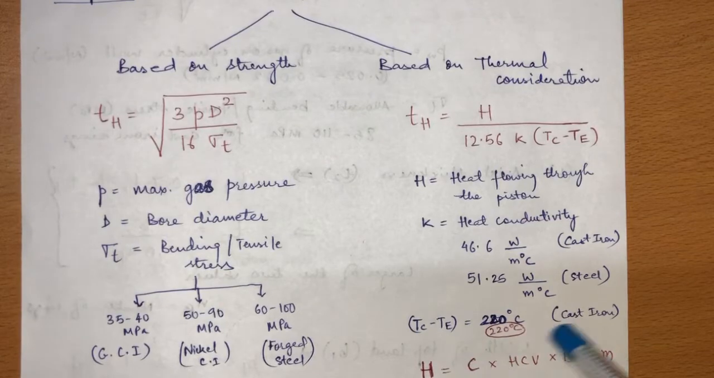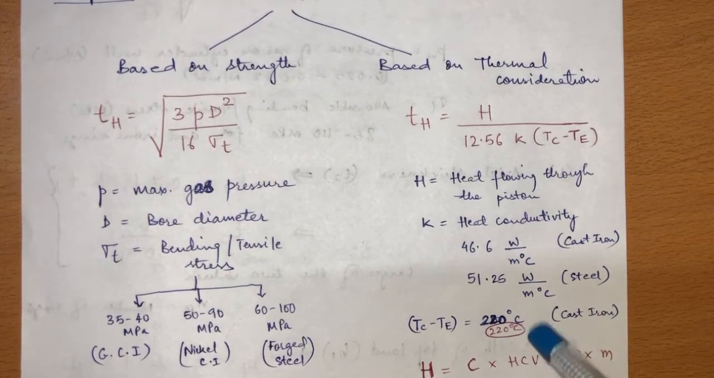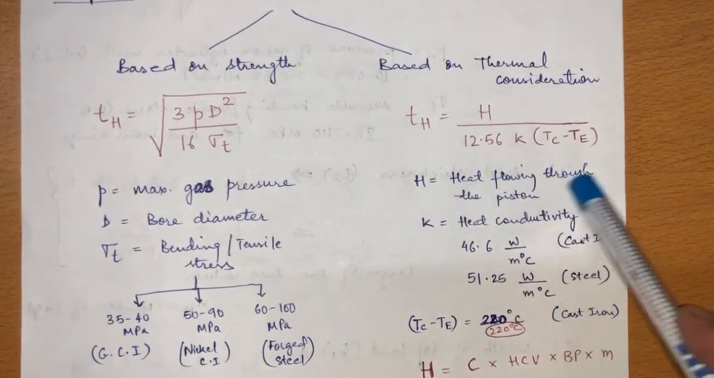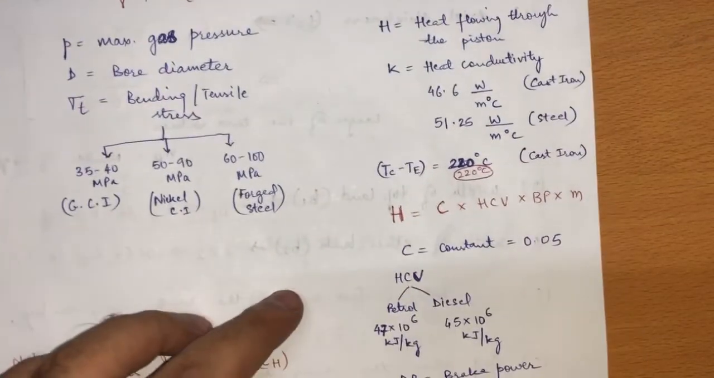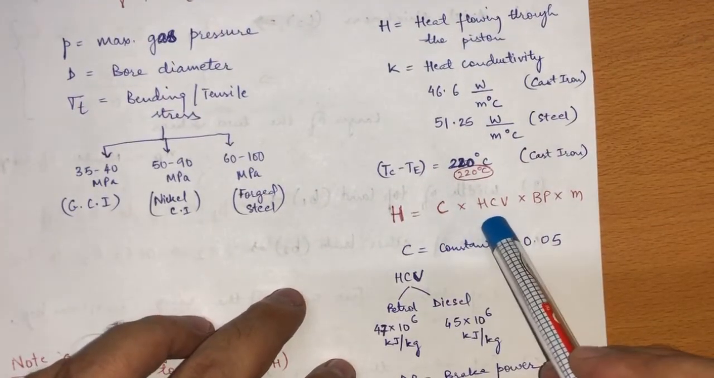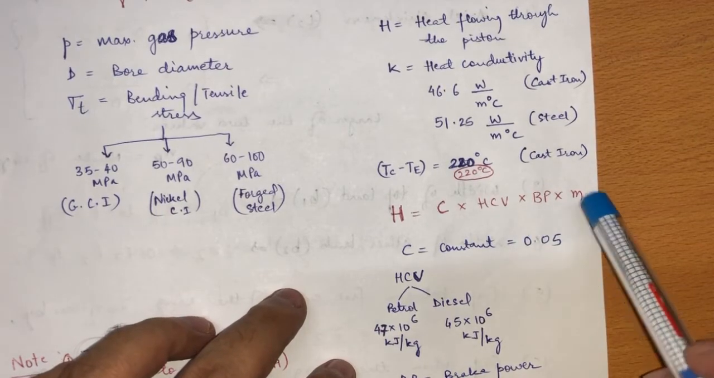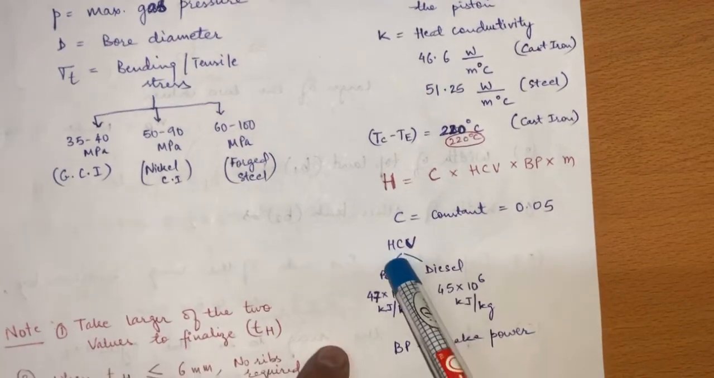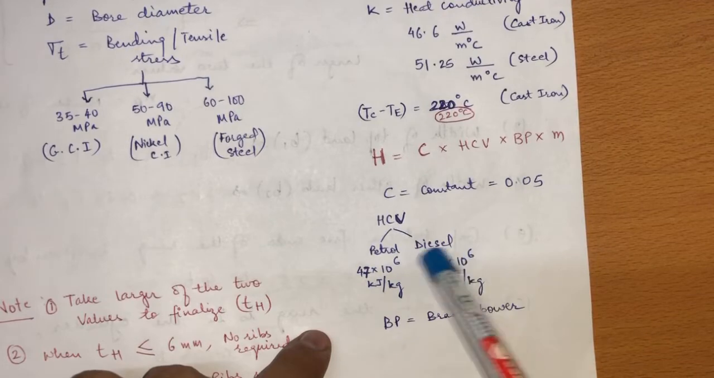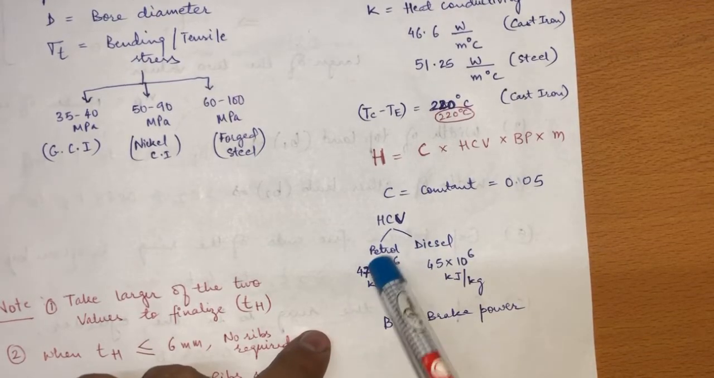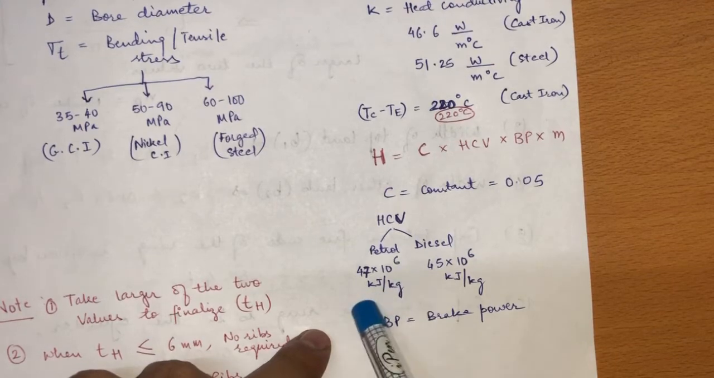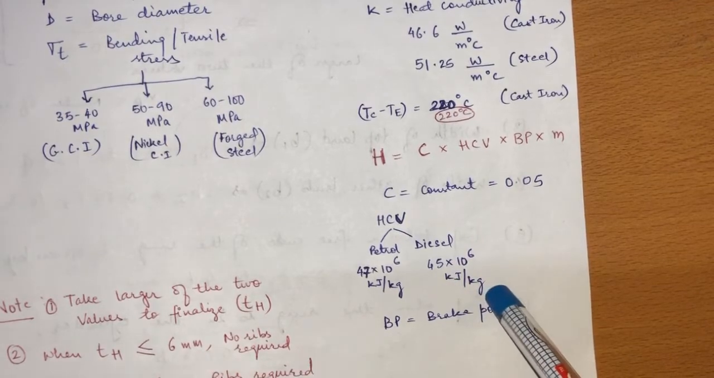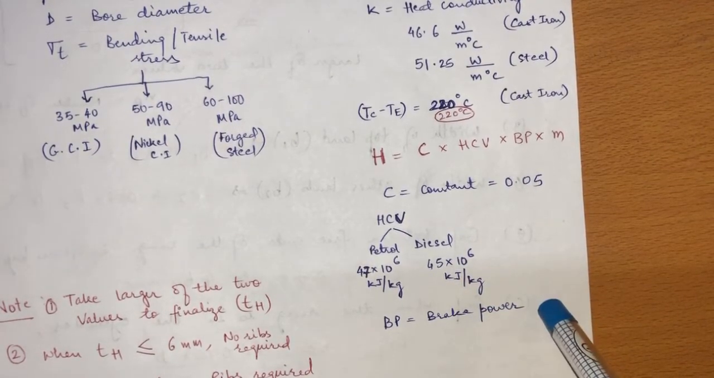The difference between them for the case of cast iron will be around 220 degrees Celsius. Now there is a term H which is missing, which means heat flowing through the piston. H is shown by C into HCV into brake power into M, wherein C is a constant and its value is 0.05. HCV is higher calorific value, which is dependent on the type of fuel used. If it is a petrol fuel, the HCV will be 47 into 10 raised to 6 kilojoules per kg, and for the case of diesel, it will be 45 into 10 raised to 6 kilojoules per kg. Brake power is in kilowatts.